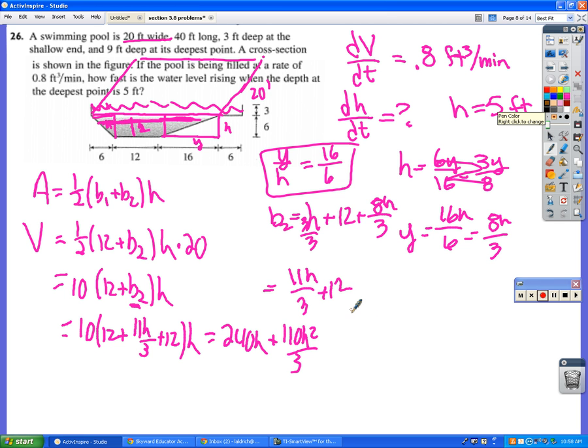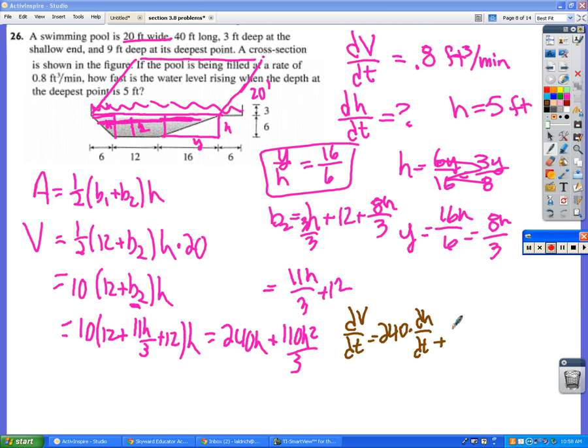240 plus, so dV/dt equals 240 dh/dt, you get your old friend the chain rule, plus 220 over 3 h dh/dt.